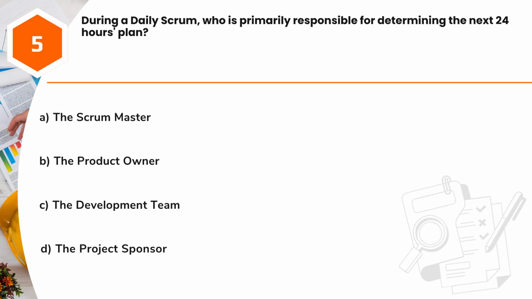Question 5. During a daily Scrum, who is primarily responsible for determining the next 24 hours plan? A. The Scrum Master. B. The Product Owner. C. The Development Team. D. The Project Sponsor.